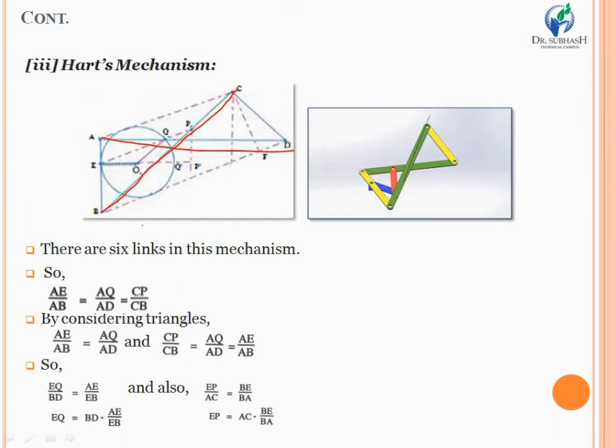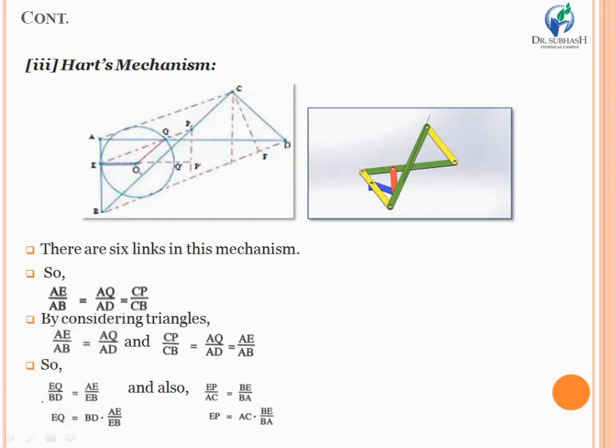Now if you look carefully at the diagram, the link OE is the fixed link. Of course in any mechanism we require one fixed link. So here link OE will work as the fixed link in this Hart's mechanism.